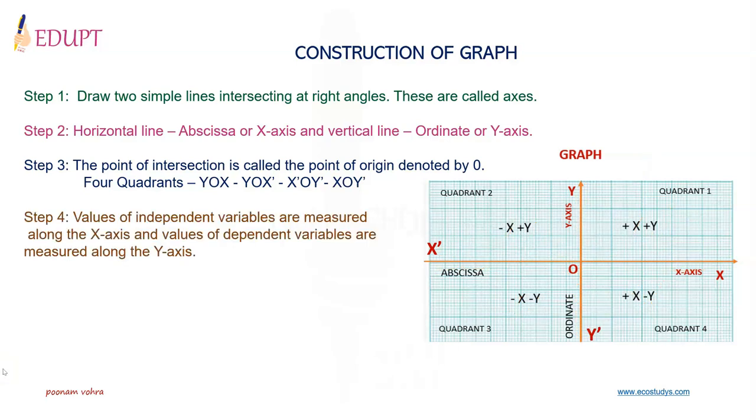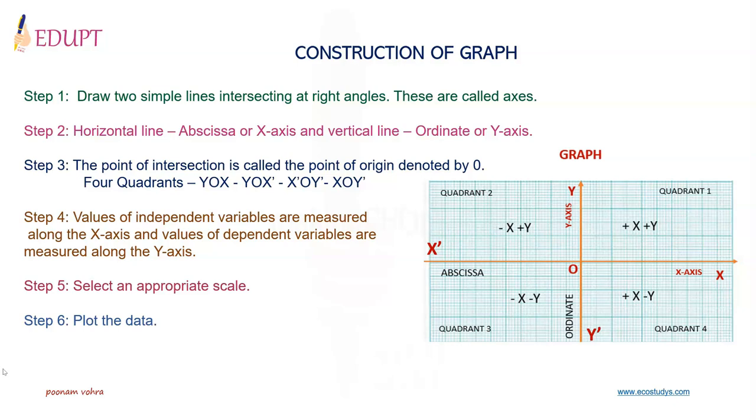So the next step is then values of independent variable are measured along the x-axis and values of dependent variable are measured along the y-axis. And that's what you need to do. Then you need to select an appropriate scale. Scale indicates the unit of a variable that a fixed length of axis would represent. It may be different for both the axes, but it should be taken in such a way so as to accommodate whole data on a given graph paper in an attractive style.